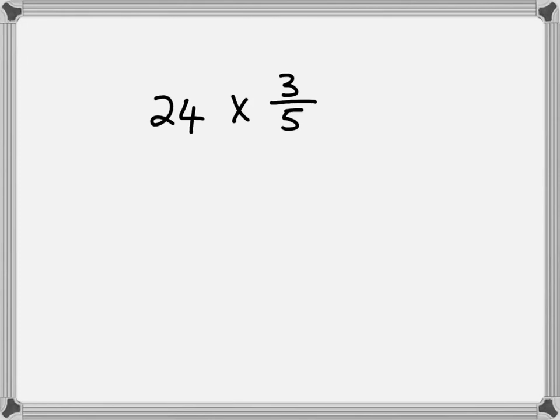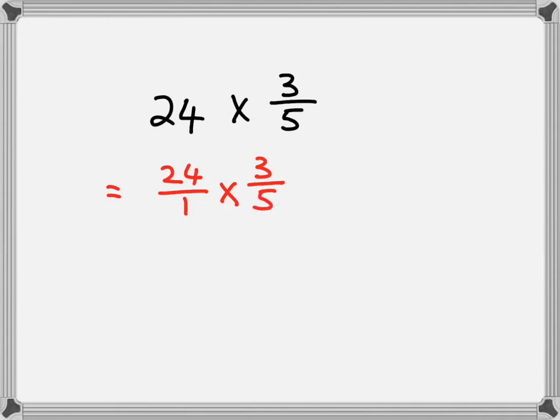And the last one is for you. Now you're going to press pause, copy it down, do it on a piece of paper, come back and press play, and we'll look at it together. Right, so you're back. First thing we're going to do is put 24 over 1. And then write the rest of the multiplication sum down with it.